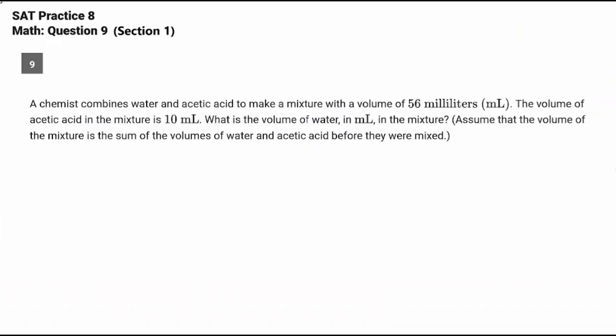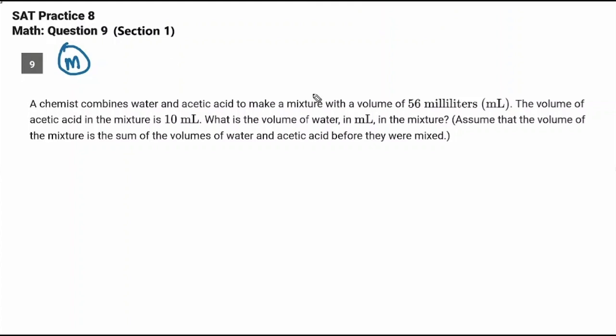We're on SAT Practice Test 8, Math Section 1, Question 9. What's the level of difficulty supposed to be here? Is this supposed to be a medium? This problem is incredibly easy. A chemist combines water and acetic acid to make a mixture with a volume of 56 milliliters. The volume of the acetic acid in the mixture is 10 milliliters. What is the volume of water in milliliters in the mixture? Assume that the volume of the mixture is the sum of the volumes of water and acetic acid before they were mixed.